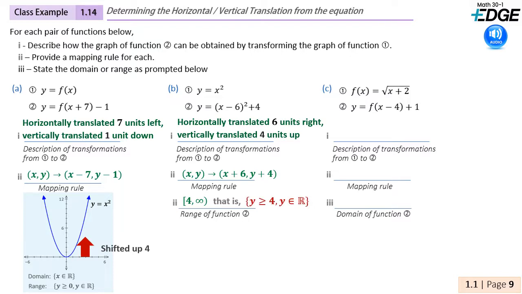Because a parabola has its vertex or lowest point at 0, 0, the range would typically be all values of y greater than or equal to 0. If we move that up 4, we can write that as y greater than or equal to 4, or in interval notation as being from 4 inclusive up to positive infinity.